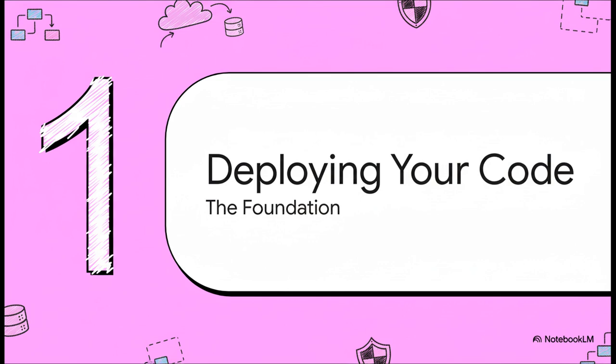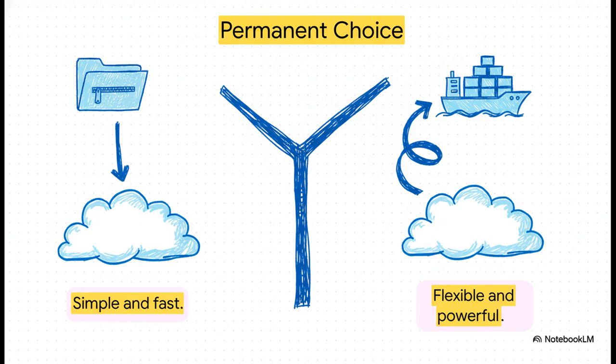The very first decision you have to make when you're creating a Lambda function is how you're going to package and deploy your code. This choice really sets the stage for everything that follows. So right out of the gate, you've got this fundamental choice. On one hand, you've got the simple zip file. This is perfect for smaller functions, a quick API endpoint, a webhook processor.